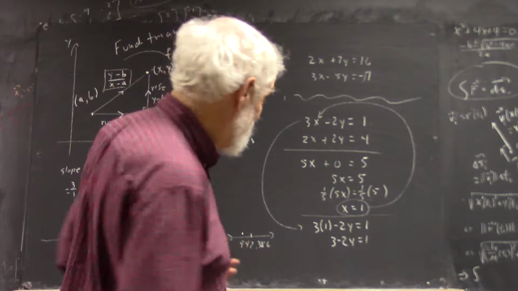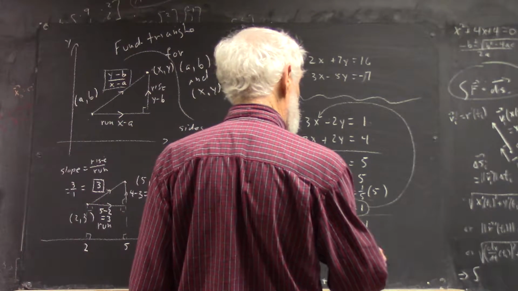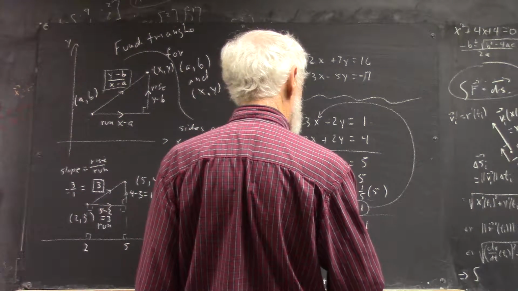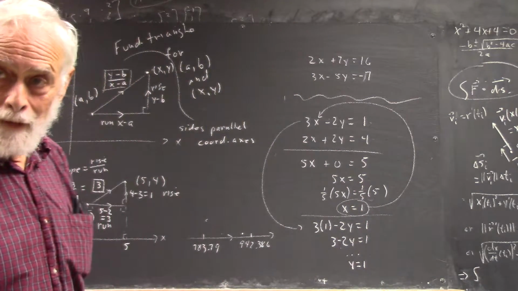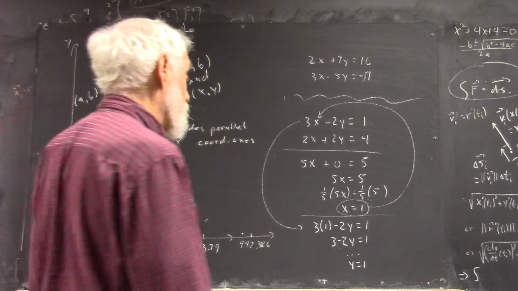Okay, so we got 3 minus 2y equals 1. You fill in the blanks. You get y equals 1. Right? Then you check.